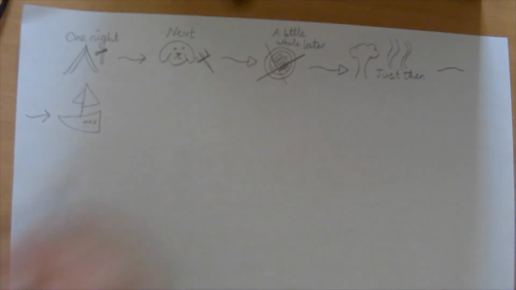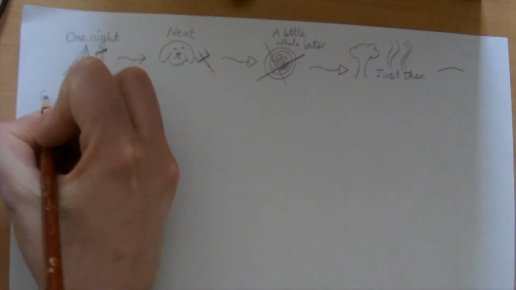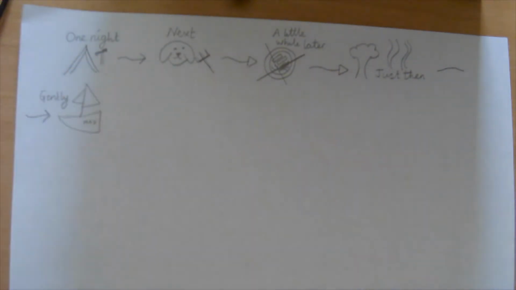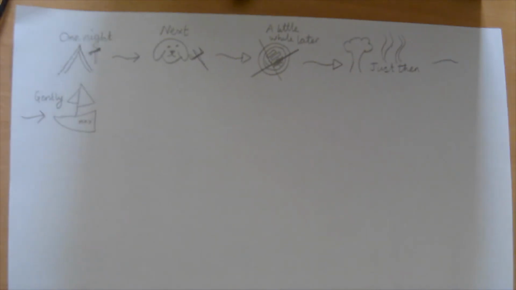And we need a sentence starter for this sentence. And I'm actually going to use the word gently. So this isn't a time adverb, this is a how adverb for how Max's boat is sailing across the ocean. Gently, Max sailed across the ocean in a private boat.